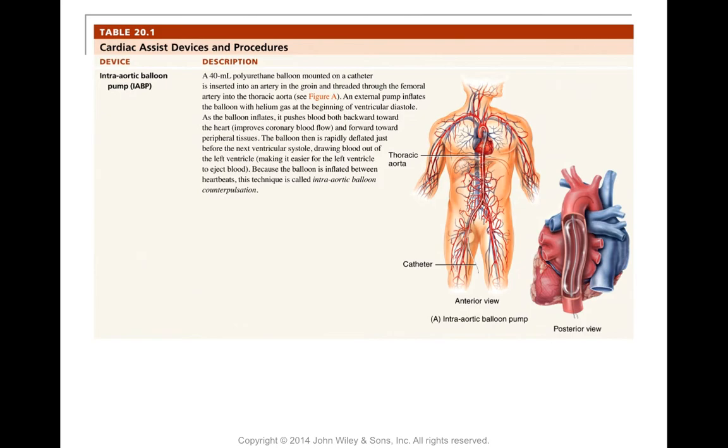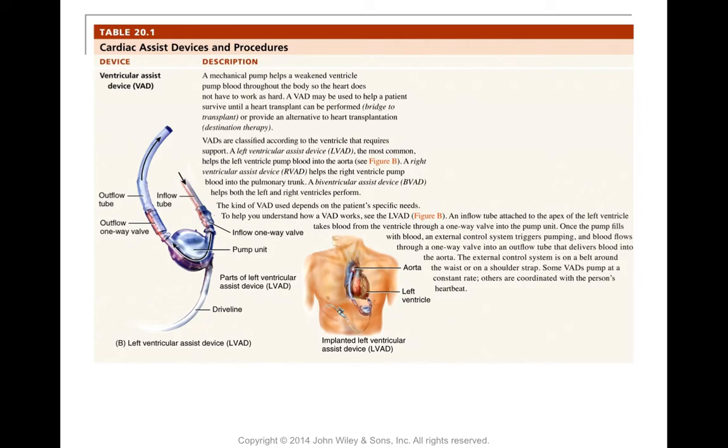It's going to be inflated in between heartbeats, so it's kind of a pulse, and that's called intra-aortic balloon counterpulsation. This is going to help assist a heart that's not able to have enough cardiac output to supply the needs of the body. This individual is probably going to be on the list for a transplant. We also have ventricular assist devices.